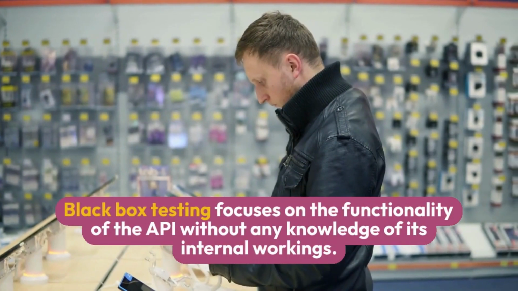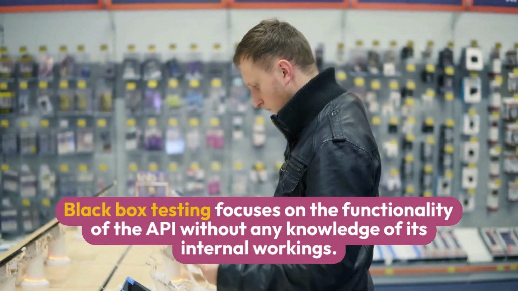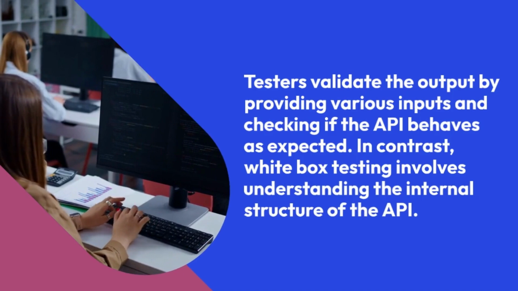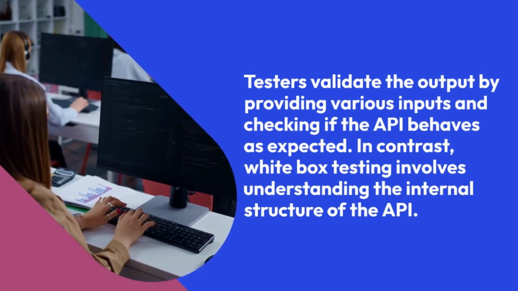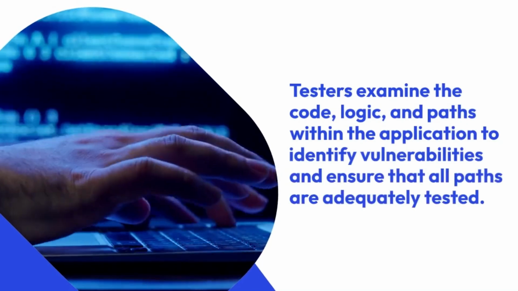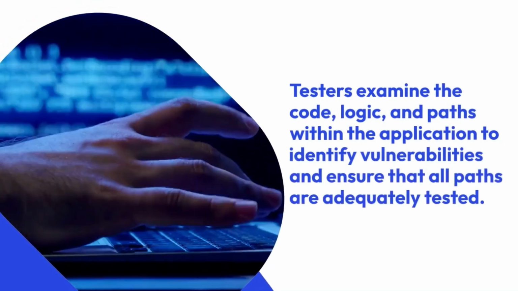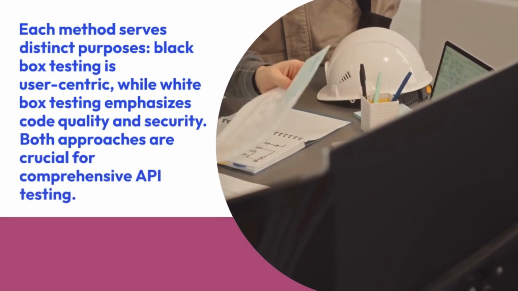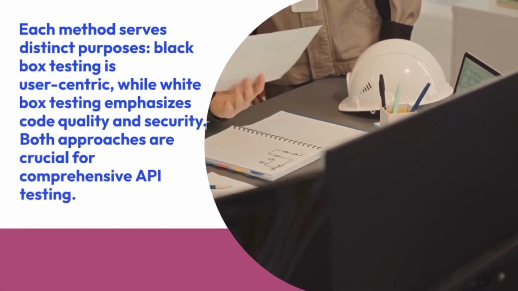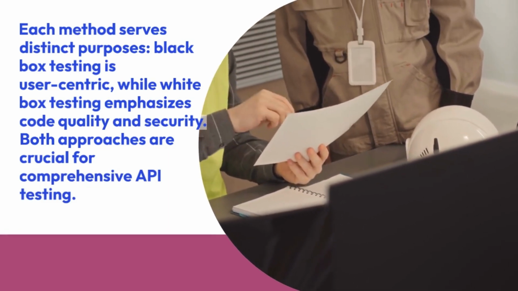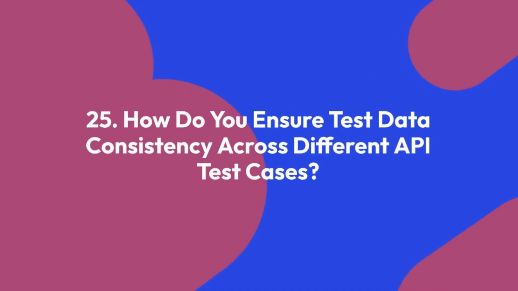Black box testing focuses on the functionality of the API without any knowledge of its internal workings. Testers validate the output by providing various inputs and checking if the API behaves as expected. In contrast, white box testing involves understanding the internal structure of the API. Testers examine the code, logic, and paths within the application to identify vulnerabilities and ensure that all paths are adequately tested. Each method serves distinct purposes. Black box testing is user-centric, while white box testing emphasizes code quality and security. Both approaches are crucial for comprehensive API testing. 25. How do you ensure test data consistency across different API test cases?